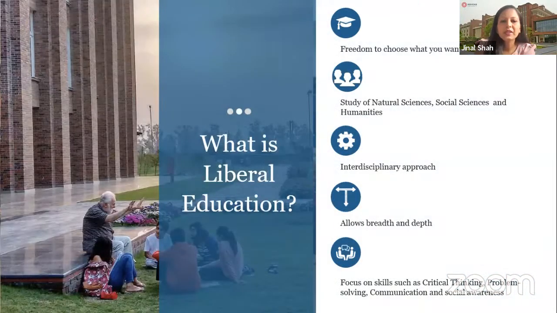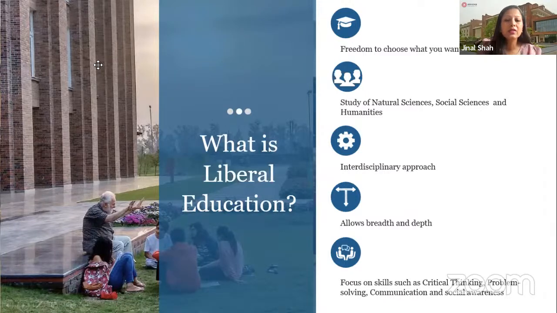Coming to what we offer is a liberal education program. Now, I'm assuming that a couple of you know what liberal education is, but just for context, dissecting this a little further, liberal education is the freedom to choose what you want to study. You don't have to stick to one particular stream, but you get the freedom to choose across streams to create your own combination of courses that you may be interested in. And this is across natural sciences, social sciences, humanities, all of it. Pick and choose how you want to create your own combination.